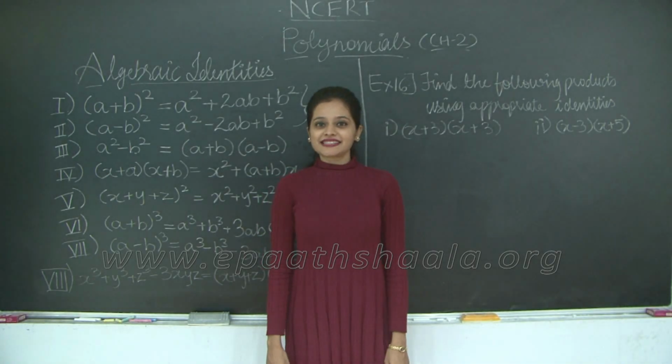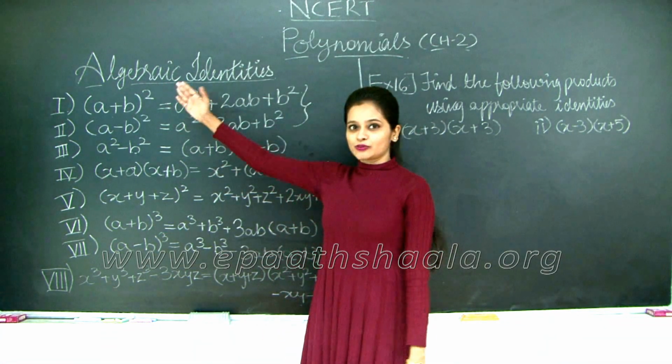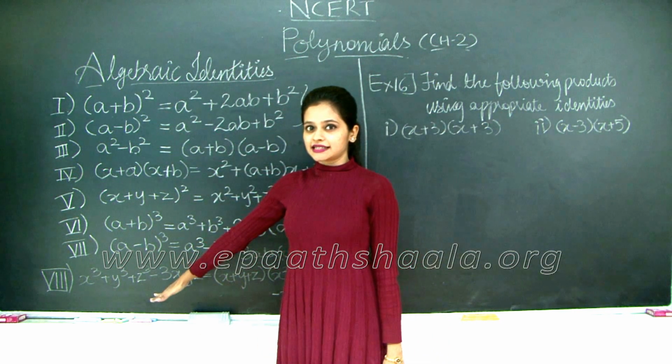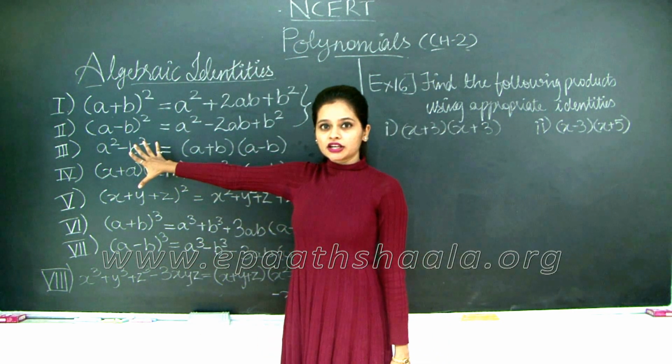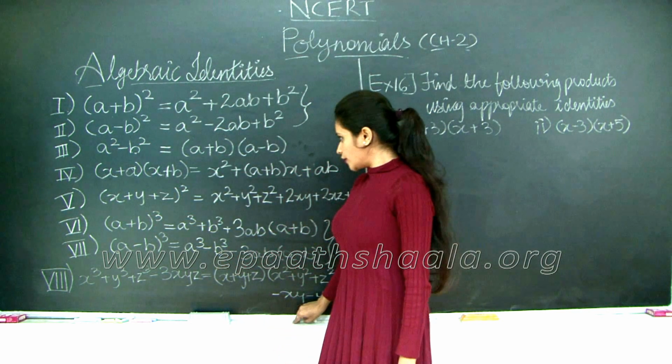Hello students, let's continue with polynomials, the last section of your chapter, which is algebraic identities. So we're going to look at 8 different identities. The first 4 you've covered in your 8th grade. So there are new 4 that you've got to learn.